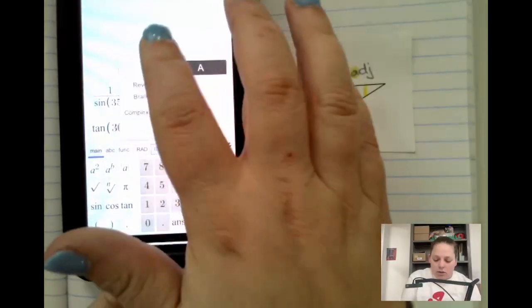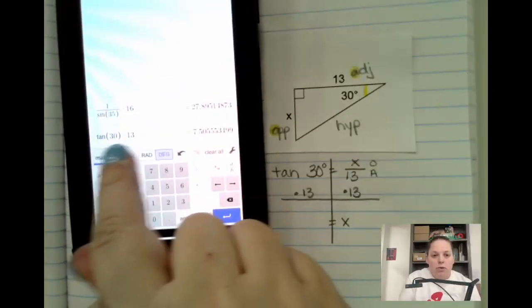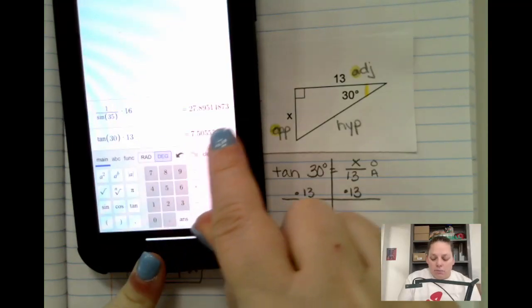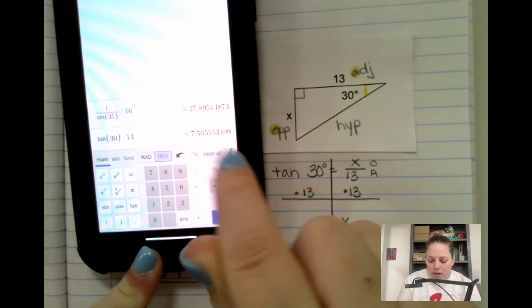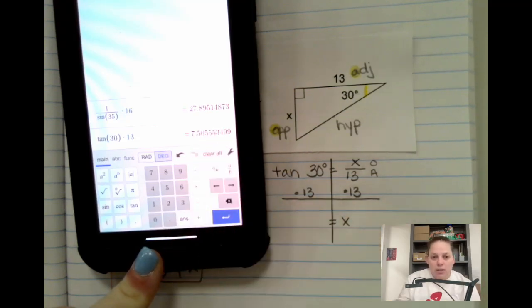Okay, so tangent of 30 times 13. I'm going to zoom out here just for a moment so you can see that I typed in the whole thing. Okay, we get 7.50, but with that extra 5 at the end, that tells us to round up. So we're going to go with 7.51.